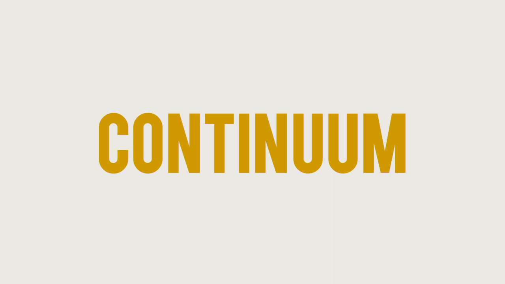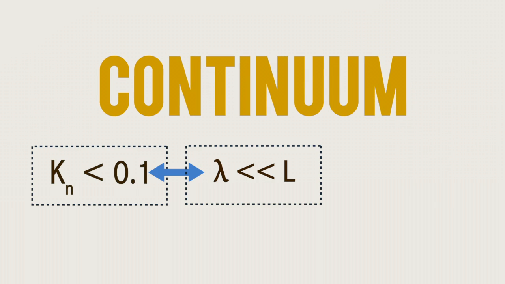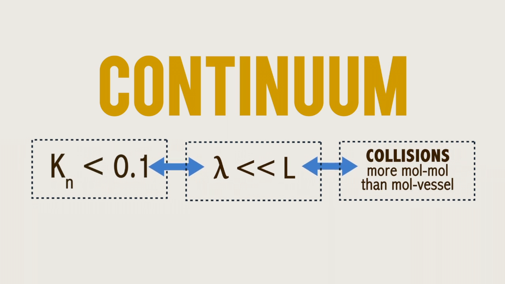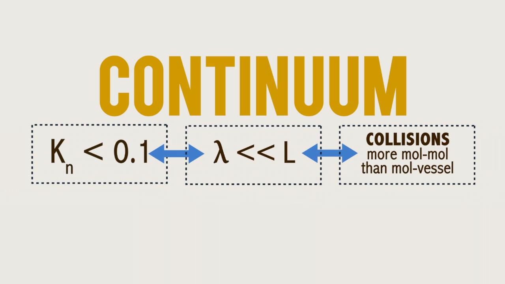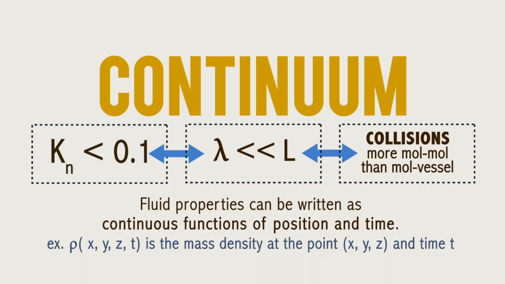The continuum assumption holds if the calculated Knudsen number is less than 0.1, the mean free path is significantly smaller than the length scale of the container, and there are more molecule-to-molecule collisions than molecule-to-vessel collisions. Point 2. As a consequence of the continuum assumption, fluid properties can be written as continuous functions of position and time.